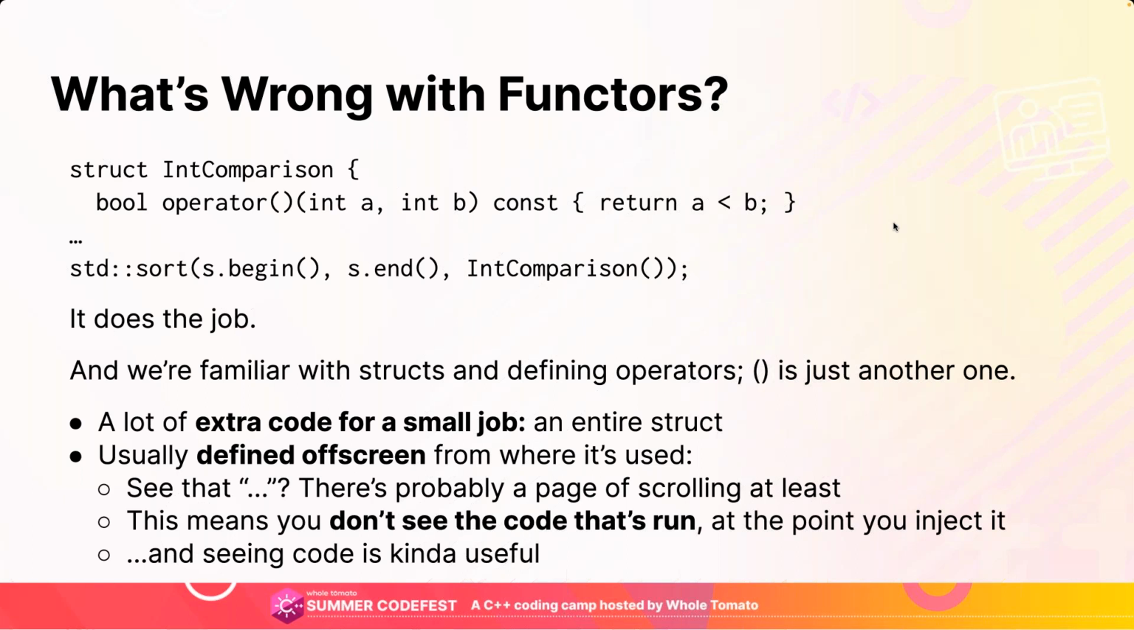And seeing code is useful. And I know this seems kind of obvious in a sense, because of course seeing code is useful, but it really is useful to be able to write some code and see what's executed in line with the code that you write. And with a functor, you often can't do that. It's usually in most code bases defined somewhere else. And you have to go and look it up if you actually want to see what's being run.